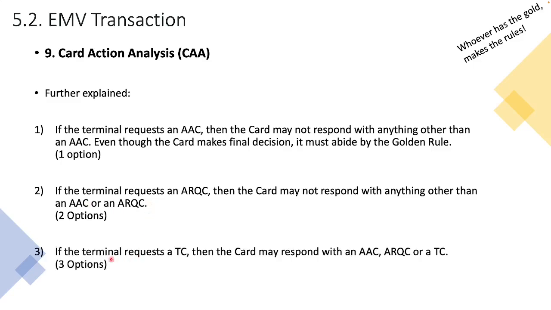The third scenario is where the terminal requests an approval, a TC, right? In this instance, the card now has three options to choose from. The three options being the strictest one, which is to decline the transaction, the next strictest one, which is to go online, and then the least strict option, which is to approve the transaction offline. Okay.